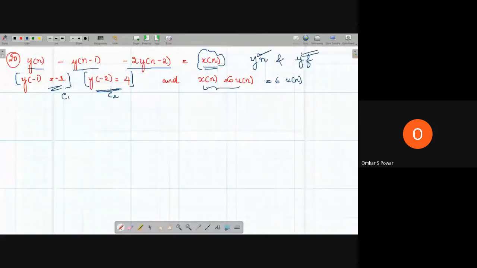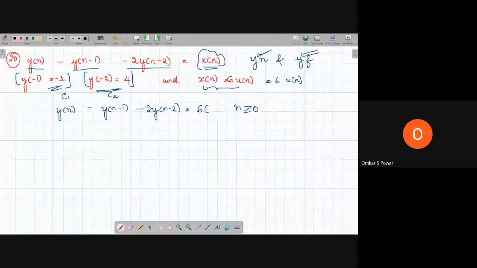Let us solve this one. First thing, we have to write whatever they have given here. Y of n minus y of n minus 1 minus 2y of n minus 2 is equal to 6 into u of n. 6 u of n means 6 when n is greater than or equal to 0. You observe here, I will write 1 power of n because 1 power of anything is 1, right? This will be helpful for you to solve the forced response.